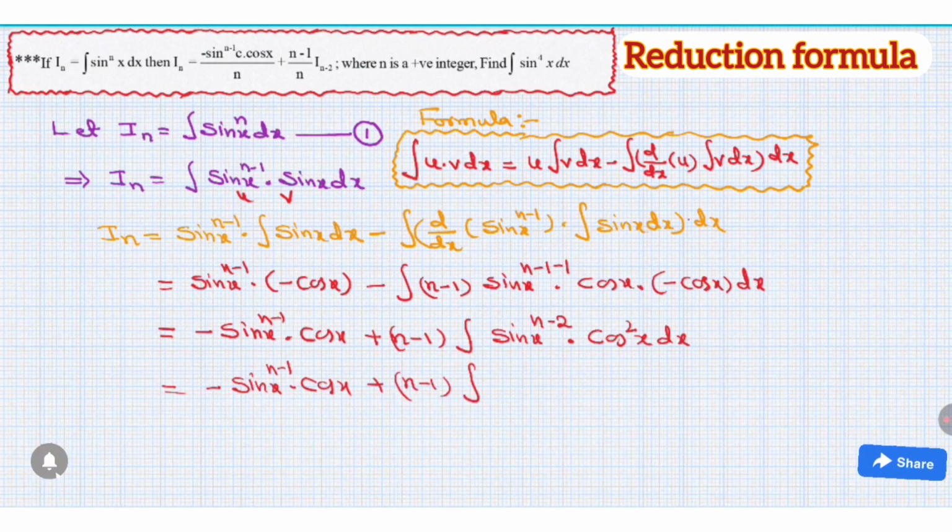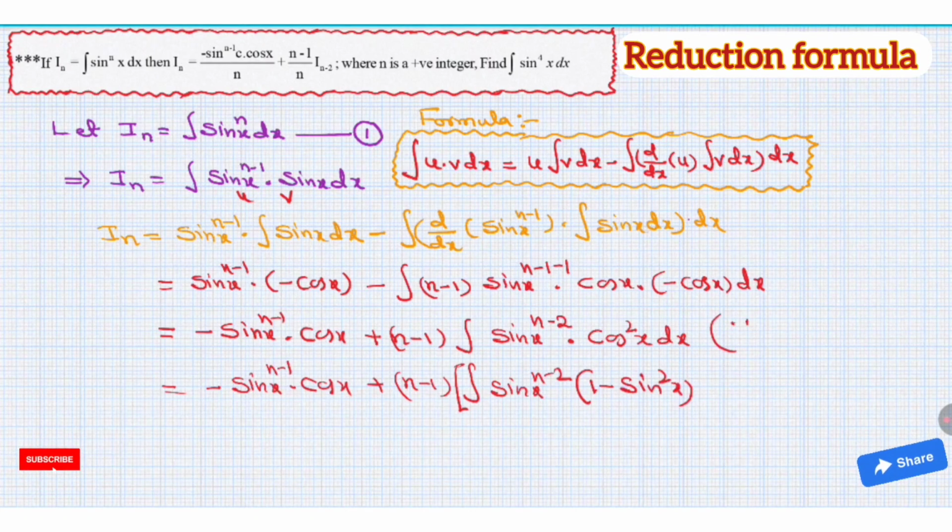So it equals minus sin x power n minus 1 into cos x plus (n minus 1) into integration sin x power n minus 2, where cos square x, in terms of sin, is 1 minus sin square x. We know that sin square x plus cos square x equals 1.